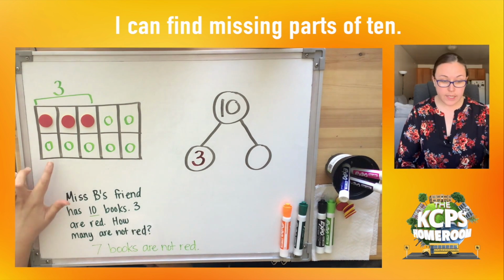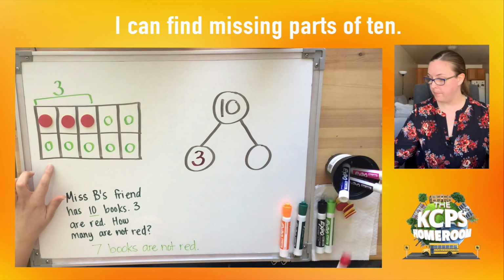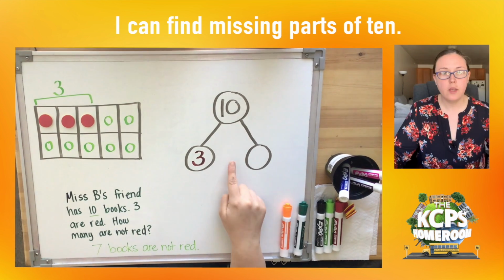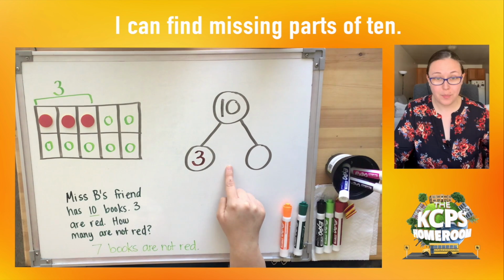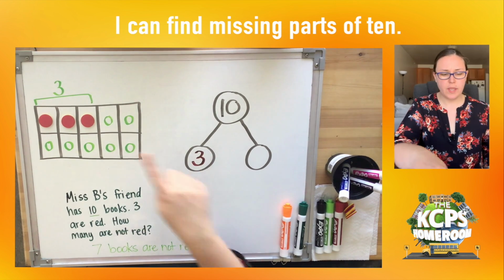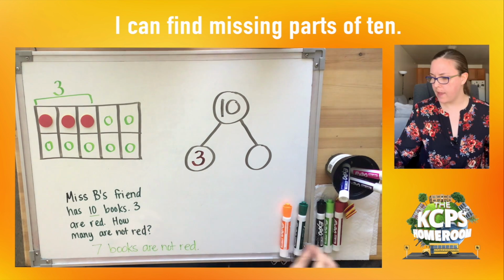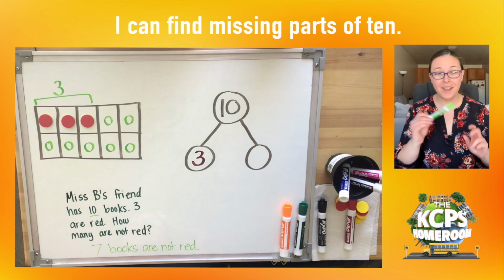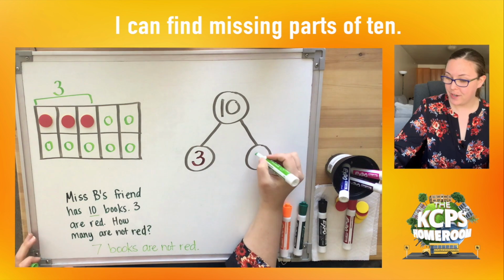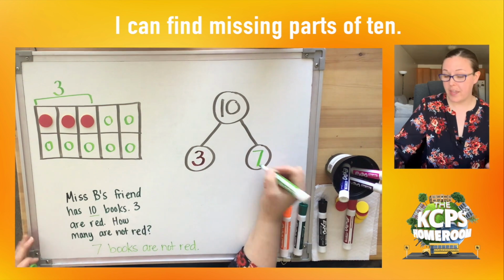Now we've already counted using our 10 frame. Can you tell me what number goes in our number bond? So we have 3 red books. How many books were not red? That's right, great job. We know that there are 7 books that are not red.